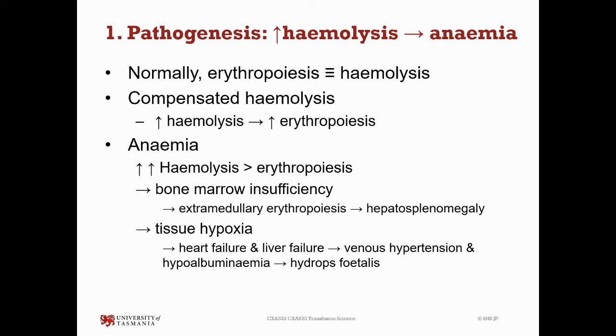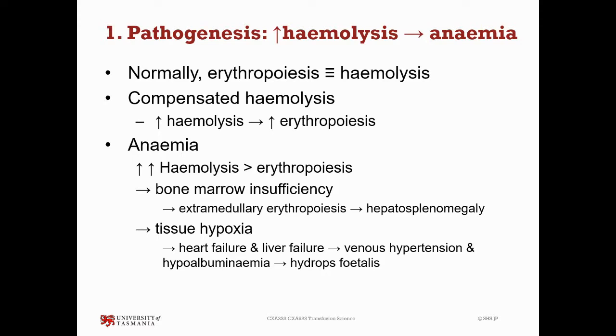We get anemia when the increase in hemolysis actually is greater than the bone marrow's capacity for erythropoiesis. If we have what we call bone marrow insufficiency, where this goes on for a long time, then we get extramedullary erythropoiesis. So we end up with the liver and the spleen reverting back to their previous erythropoietic functions. And this causes enlargement of the liver and the spleen. If the anemia is too severe and goes on for too long, then we end up with tissue hypoxia.